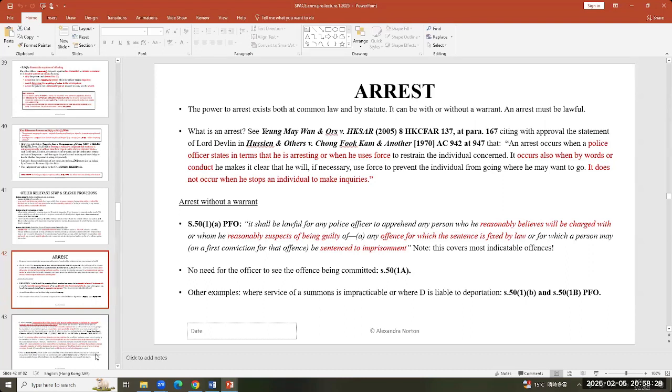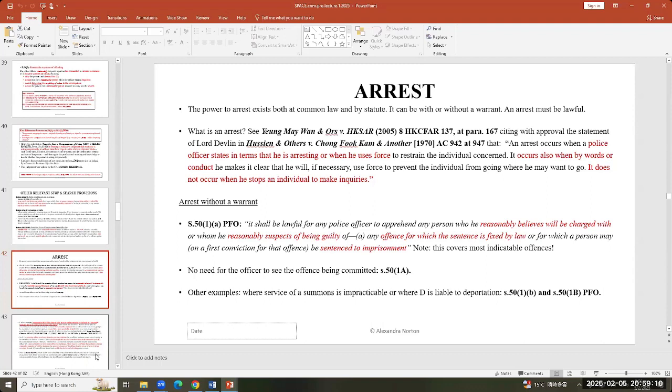By arrest, what we mean is that you are detaining someone against their will and making it clear to them that they are not free to go. So section 50, subsection 1A of the Police Force Ordinance is the police's primary power to arrest someone without a warrant. So they can arrest any person who they reasonably believe will be charged with or reasonably suspect of being guilty of any offense for which the sentence is fixed by law, or for which a person may, on first conviction, be sentenced to imprisonment.